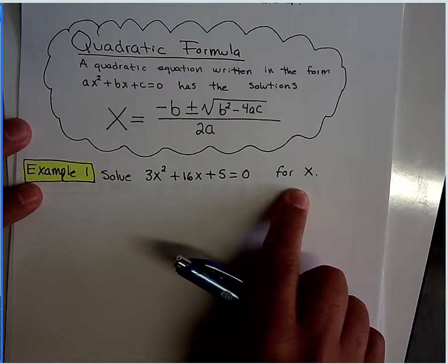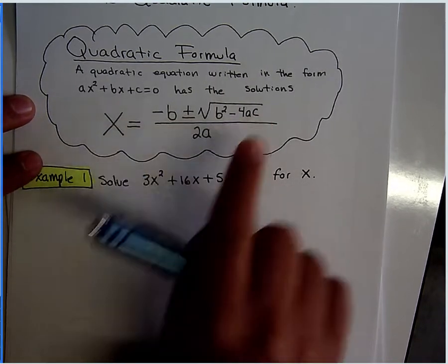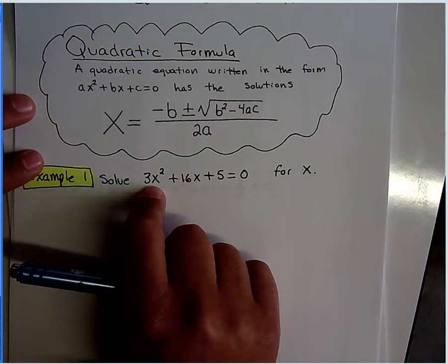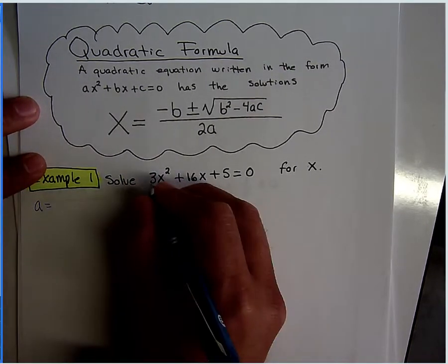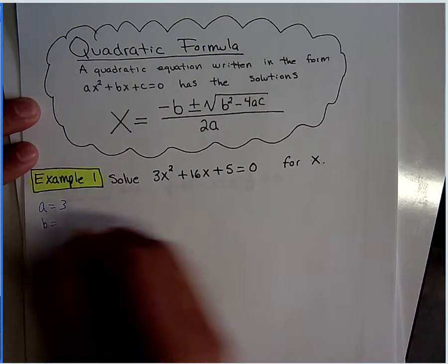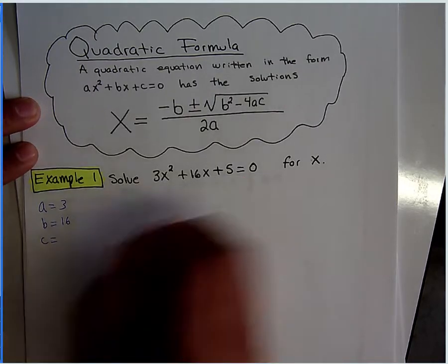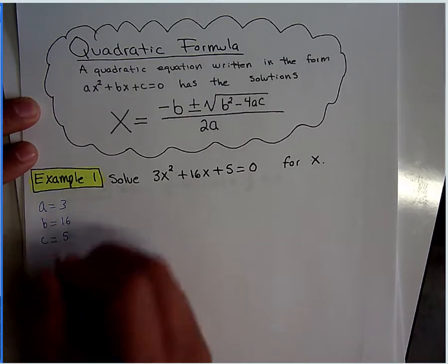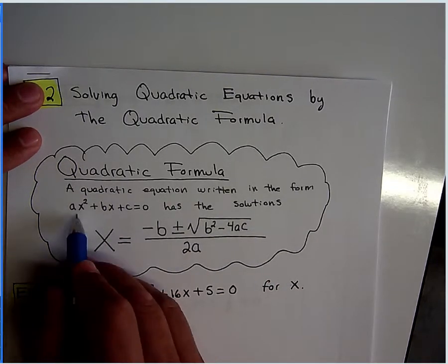So that would be the first example. If you notice, it has letters here. So before you can solve it, you need to identify those letters. A would be this one, 3. B would be 16. And C would be this number, 5. And it's always, like it says here, you need to put it in this form. That's very important.